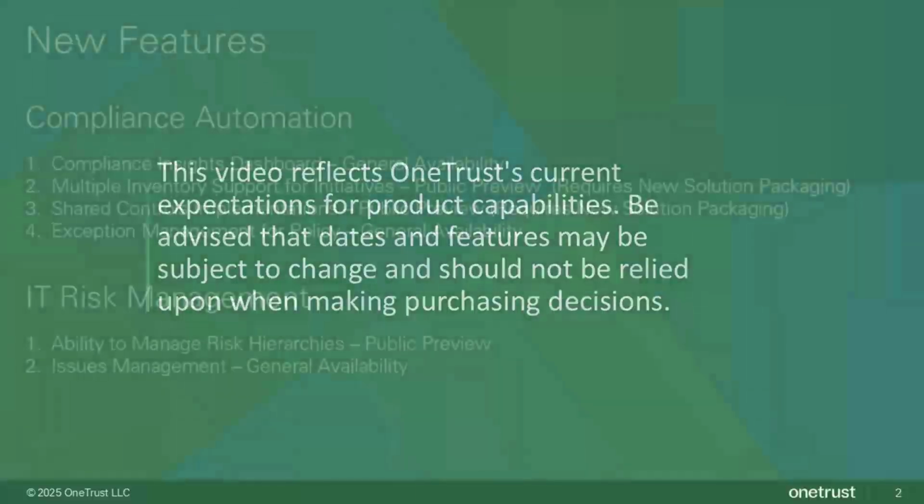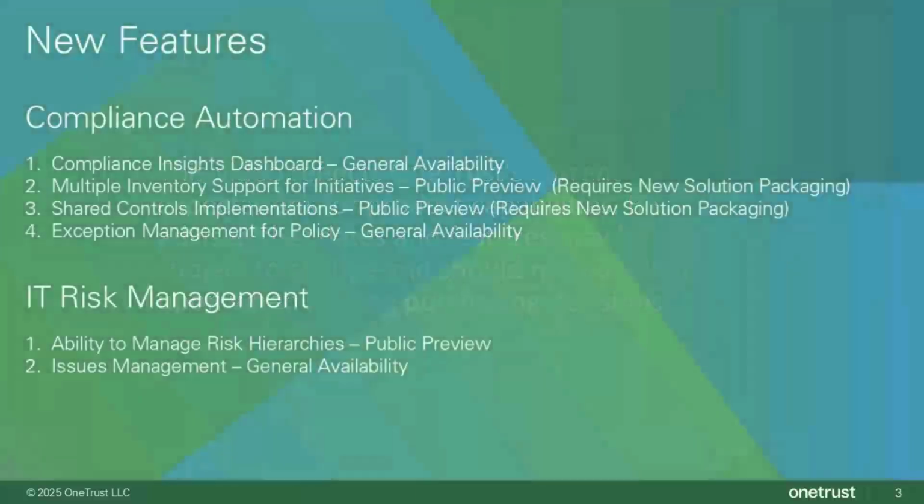decisions. In this release, there are 6 features releasing as either general availability or public preview in the Tech Risk and Compliance solution. The Compliance Automation module has 4 features: Compliance Insights Dashboards, which is releasing as general availability; Multiple Inventory Support for Initiatives, which is releasing as public preview.